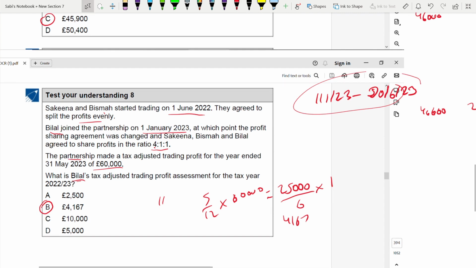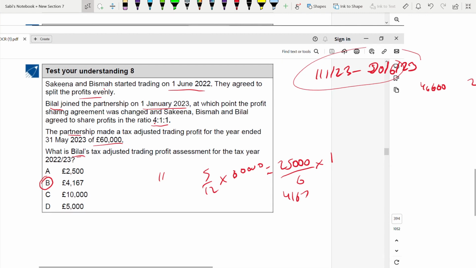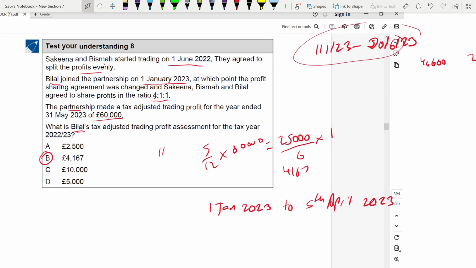After this, you have to use the actual basis for tax year. 1st of Jan 2023 to 5th April 2023. So 3 months. So 4,167. Okay. Out of the 5 months, you're only taking 3 months into tax, which will be 2,500. So A is the right answer.